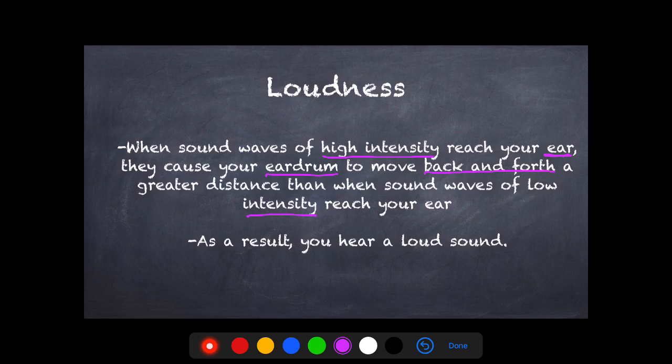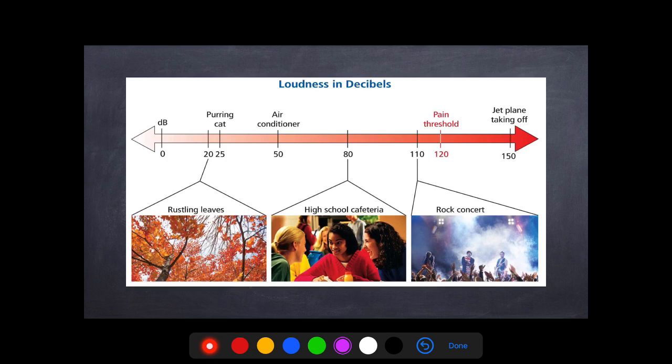So when you have your eardrum moving back and forth, depending on the amplitude or the intensity of the sound wave, it will depend on how much your eardrum is going to move back and forth, and that will determine how loud the sound wave actually is, and therefore it will be able to be interpreted by your brain as a loud sound or a quiet sound.